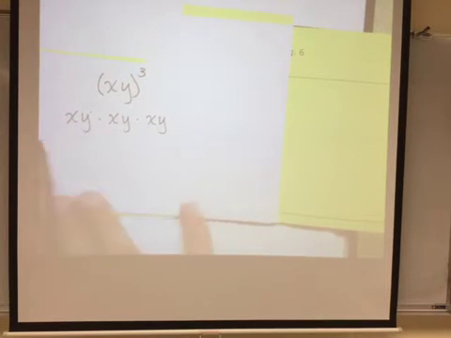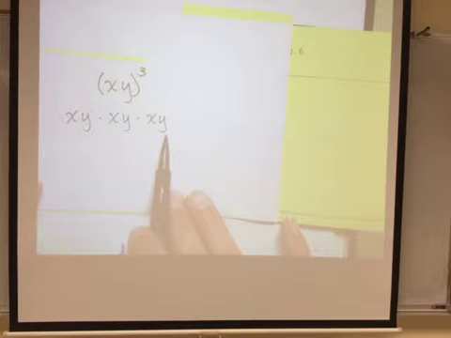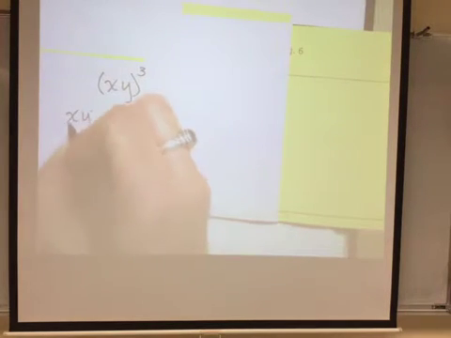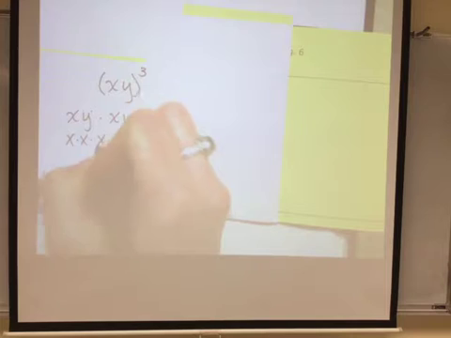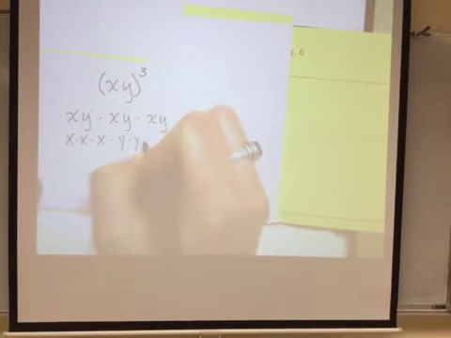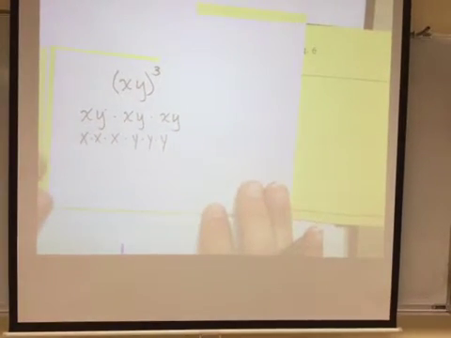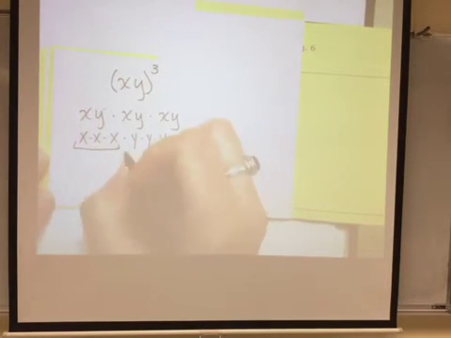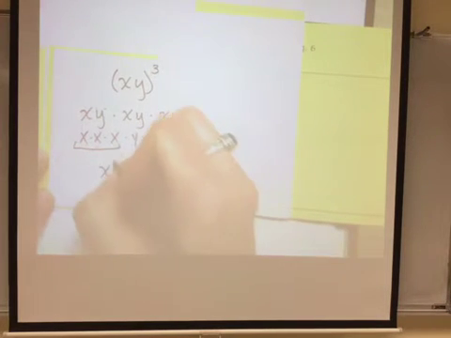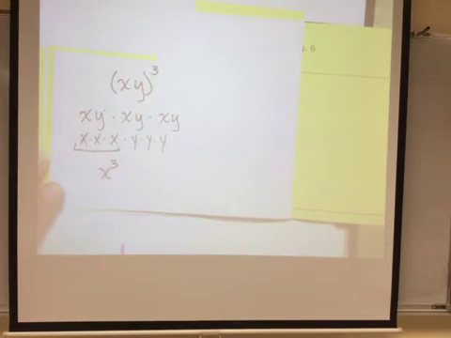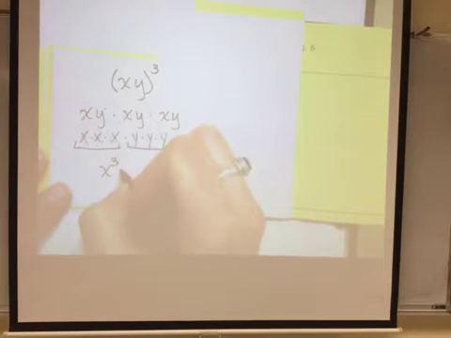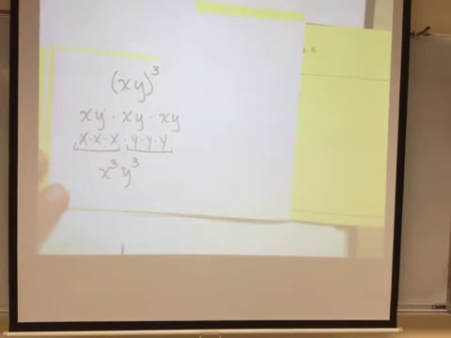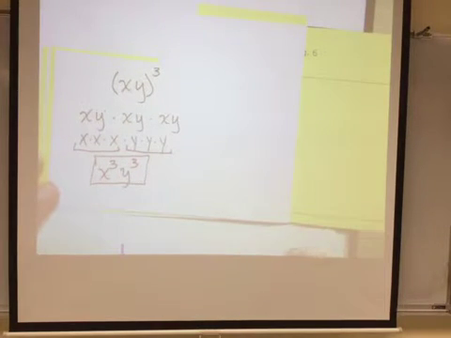Well, because I'm multiplying, I could rewrite this so that my like terms are next to each other, yes? So I have x times x times x times y times y times y. Well, then I have x how many times? 3. So that's x cubed. And then I multiplied y how many times? 3. Bless you. So I could rewrite that as x cubed y cubed.